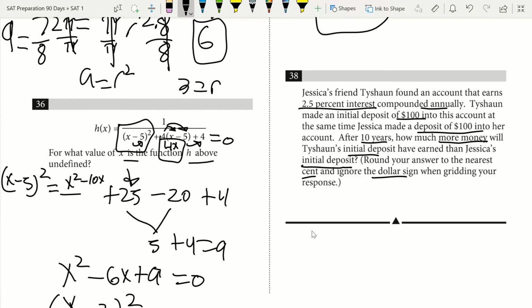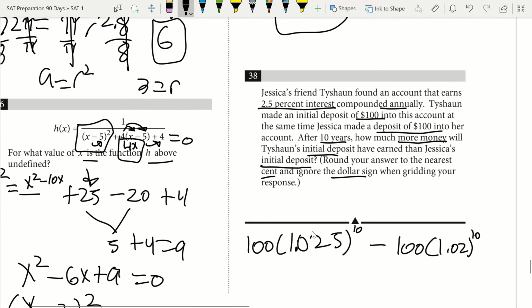All right, well, Tayshawn put in $100, he's earning 2.5% interest, so his will be multiplied by 1.025, because he's earning 2.5% interest, raised to the 10th power, because they're each having 10 years. We're looking for the difference between the two, so we're going to go ahead and subtract that difference between the two. Keep in mind t is 10 years, so we're going to raise that to the 10th. At that point, we just plug that in our calculator. So I'll go ahead and do that right now.